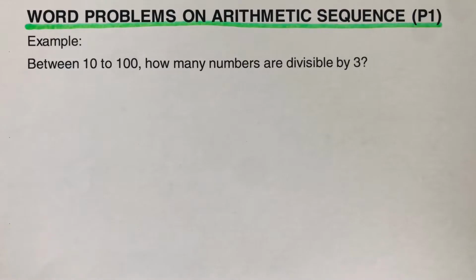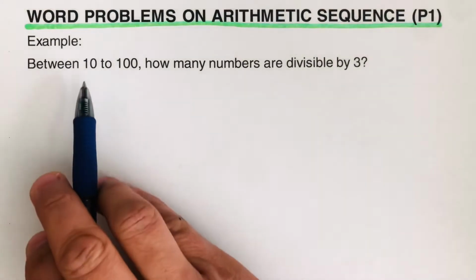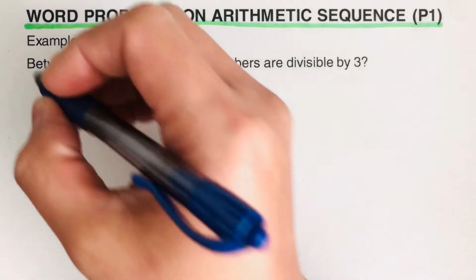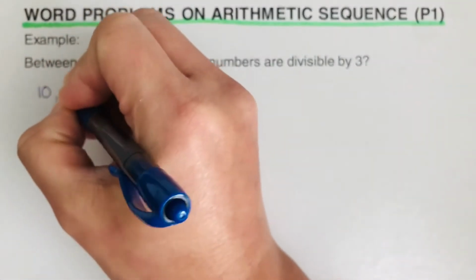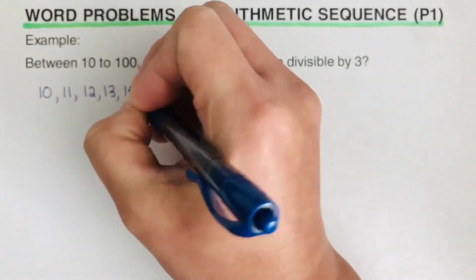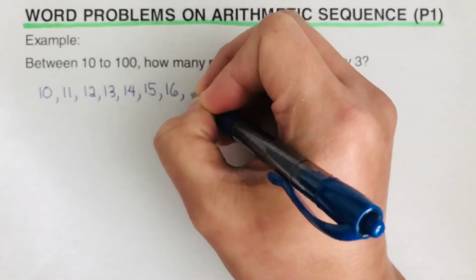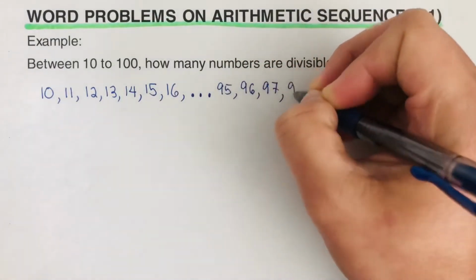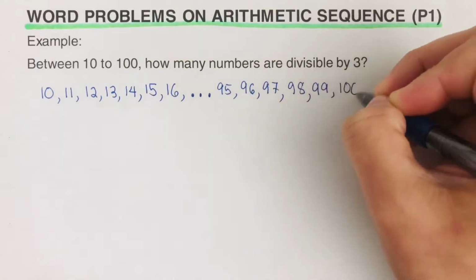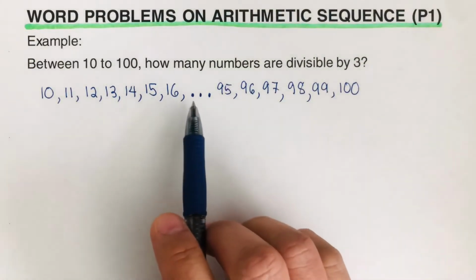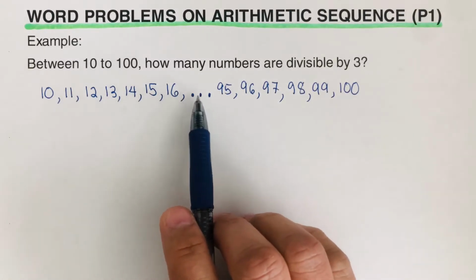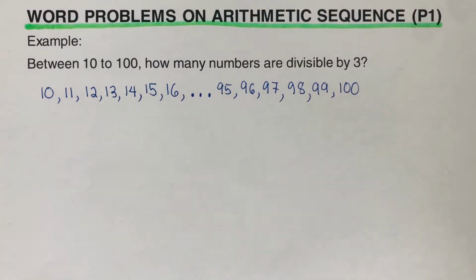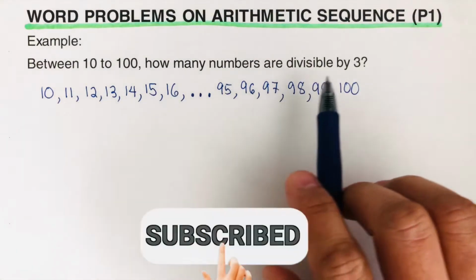So what we're going to do now is write out some terms after 10 and some terms towards 100. So then I can go ahead and write it out. I've placed 3 dots in between because there are going to be a lot of numbers between 16 and 95, and we don't have to write all of that. We're going to use a formula to determine the number of numbers that are divisible by 3.